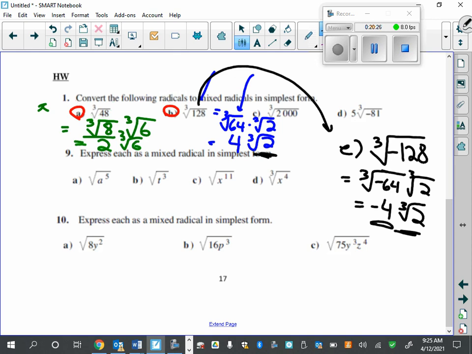So if you had a number in front of the radical, would you take the negative one and multiply it by it? You sure would, yep. So you'll have it right here.